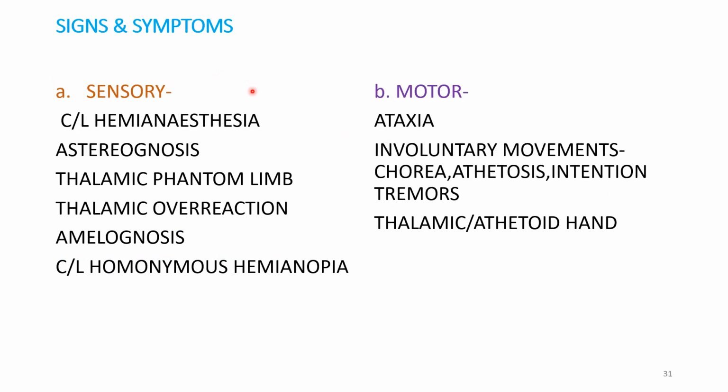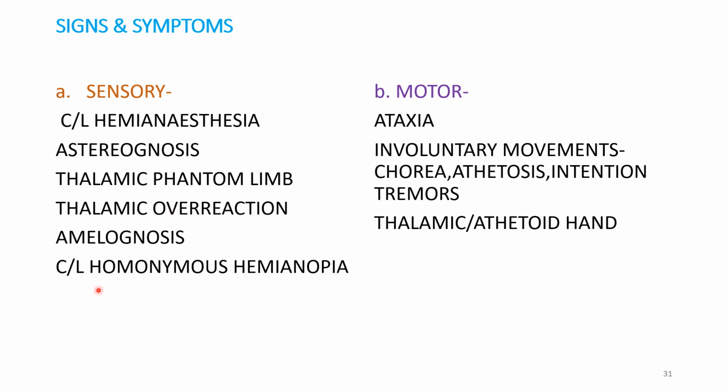What are the signs and symptoms? So there will be sensory and motor signs and symptoms. So coming to sensory, there will be contralateral hemianesthesia and astereognosis. Thalamic phantom limb will be present. Actually, the limb won't be present, but the person feels like he has the limb. And thalamic overreaction. So there will be emotional disturbance.